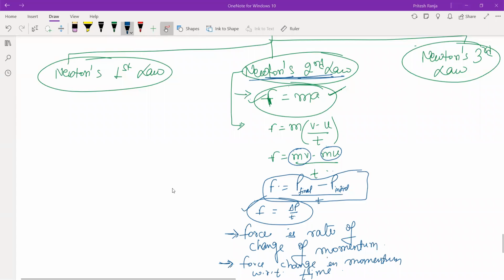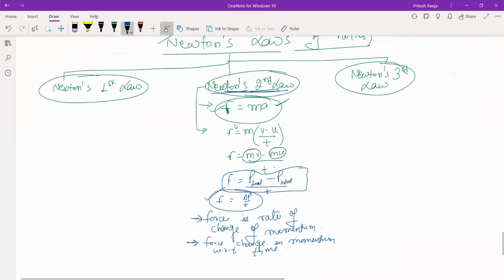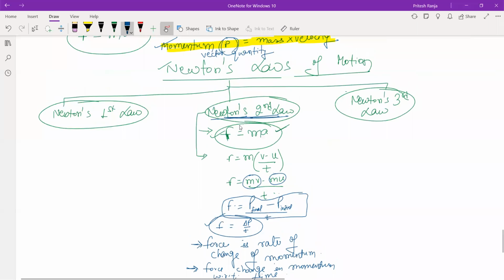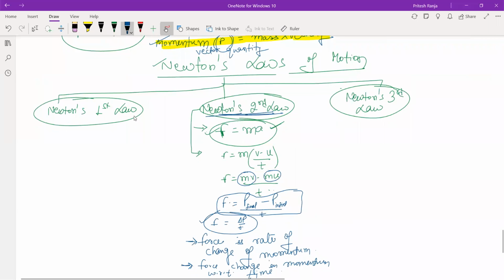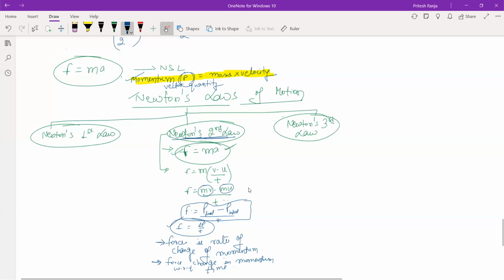Okay, so yes, first you all should write down the expression for momentum. You have to remember that expression and also write down Newton's second law. If you have to state what Newton's second law is, what will you state? This one: force is the rate of change of momentum.